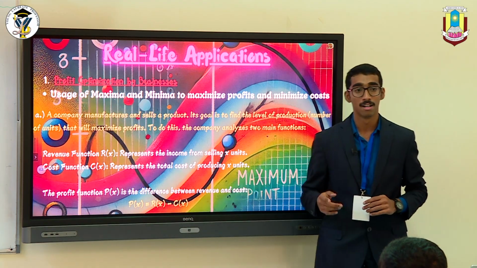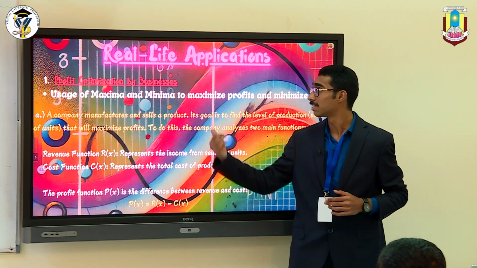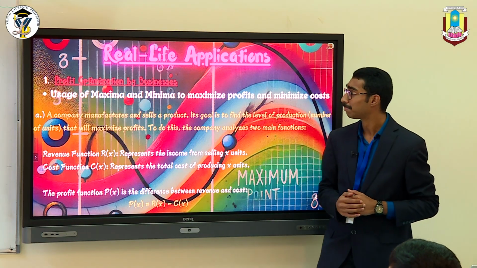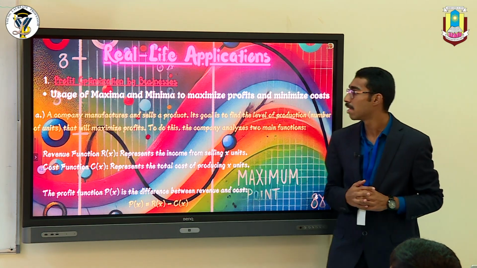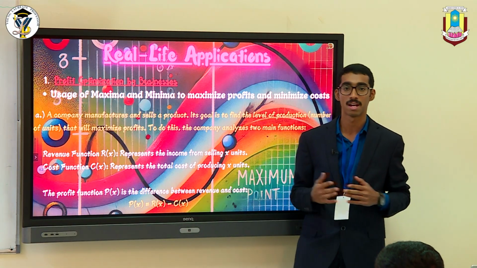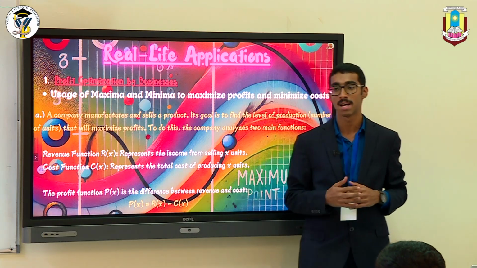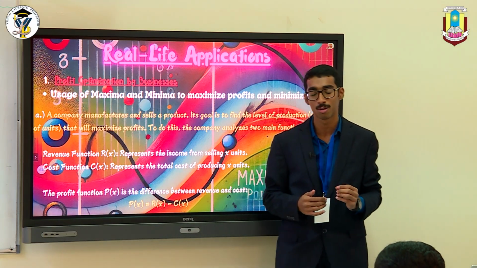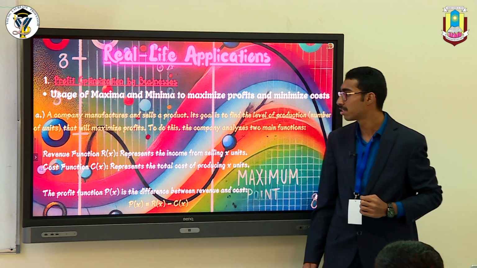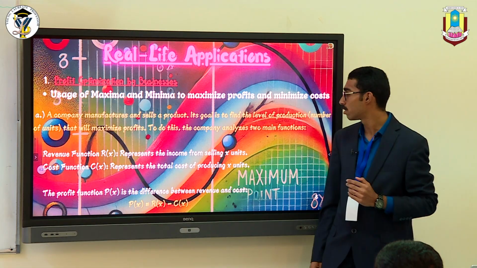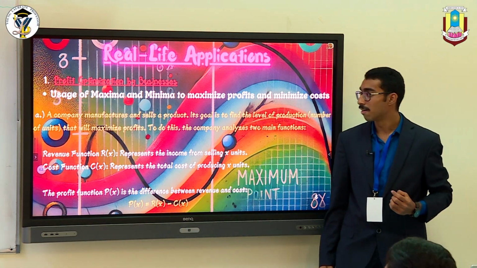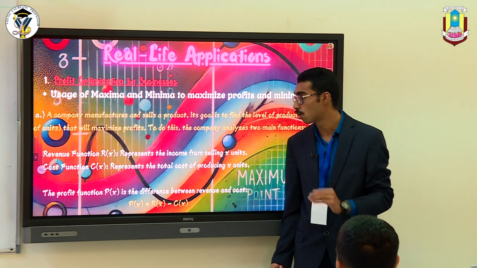As I said, I'll give you some examples. This is a first example used by many businesses. They use maxima and minima to maximize profits and minimize cost. This is the objective of every business idea. Profit should be maximum and the cost required to get the material should be minimum. For example, a company manufactures and sells a product. Its goal is to find the number of units it should produce that will maximize profits while reducing the cost.